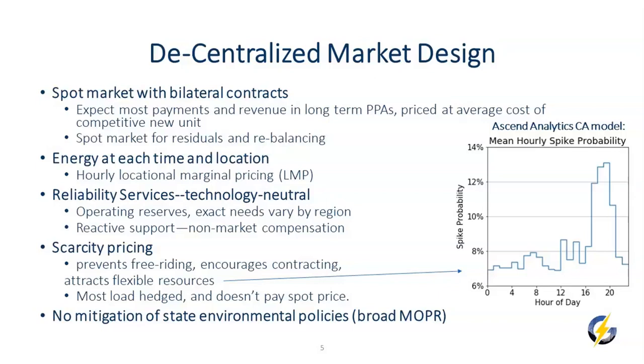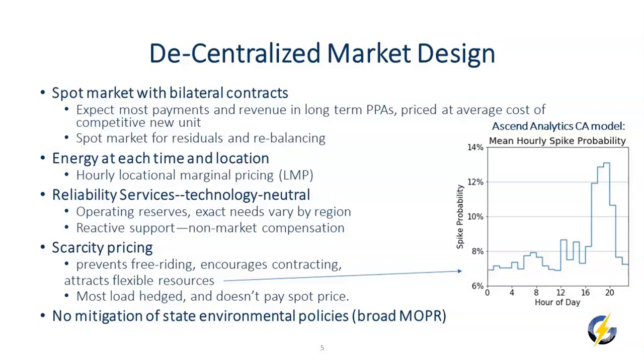And there is an energy price at each time and location. Most places are using locational marginal pricing now. That's the efficient pricing system, and it changes very frequently, hourly or sub-hourly. The reliability services are also procured. This is getting into real-time operation, not resource adequacy, but it's just important to see how the whole system works. There are operating reserves procured in that real-time market. And then another aspect of this short-term spot market is scarcity pricing.